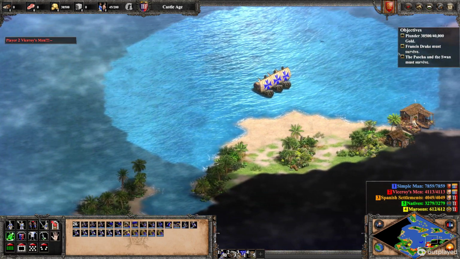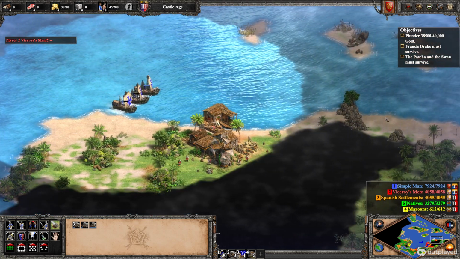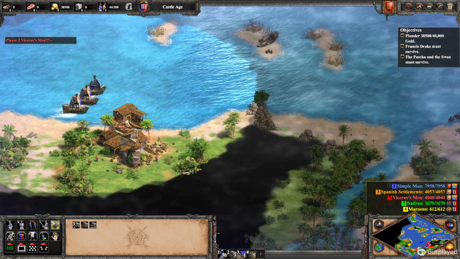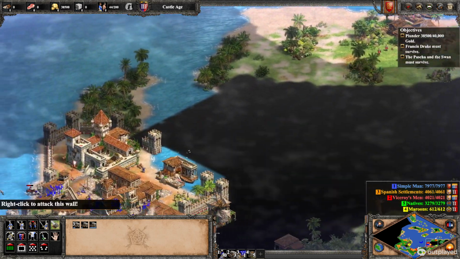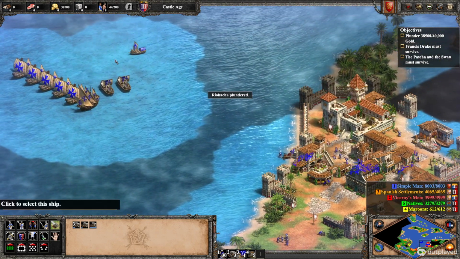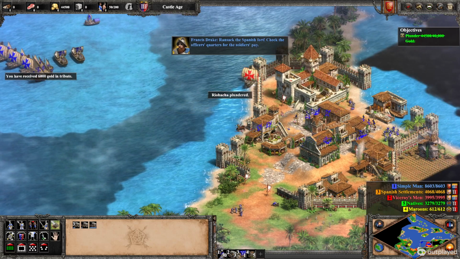Ransack the Spanish fort. Check the officers' quarters for the soldiers' pay.